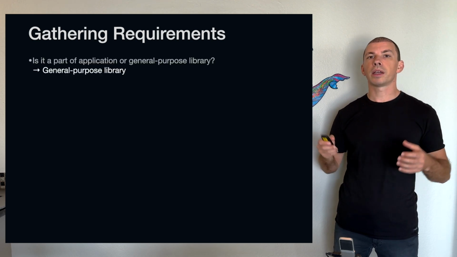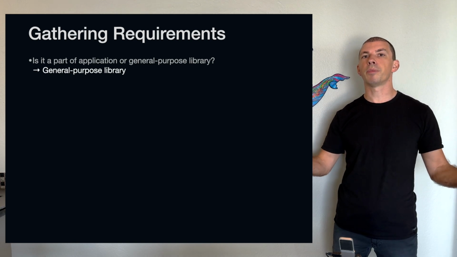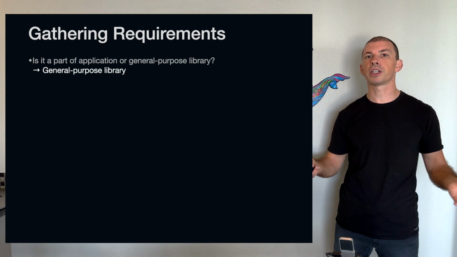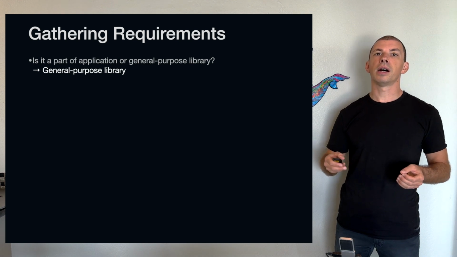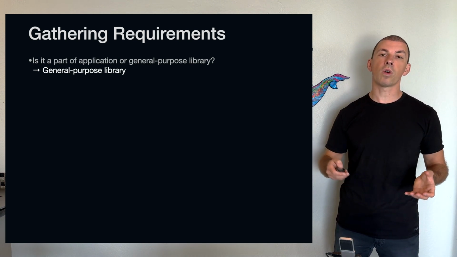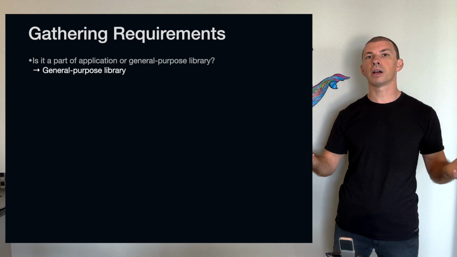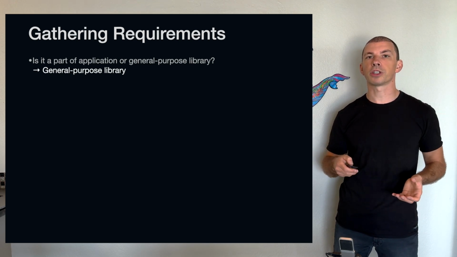The first thing we can ask is, should this be a part of a current application? Maybe we already developed some application and just need a file downloader for it, and we'll create a set of classes for it. Or maybe we need a more generic approach for a general purpose library. Maybe it can be some open source solution.